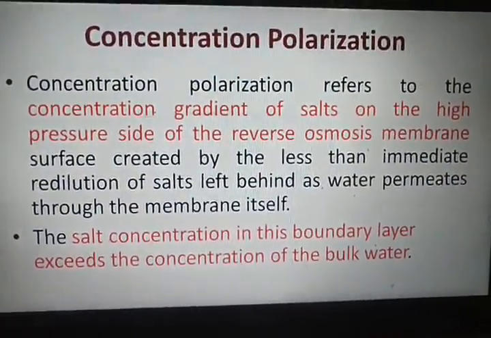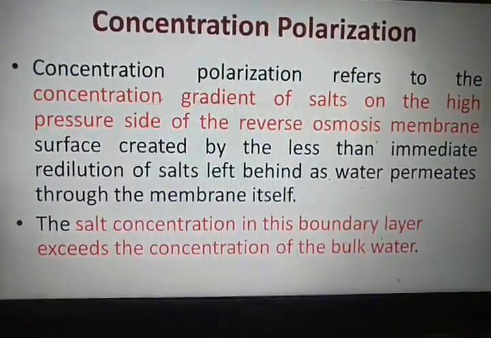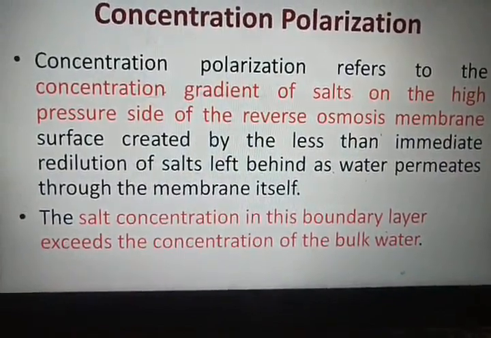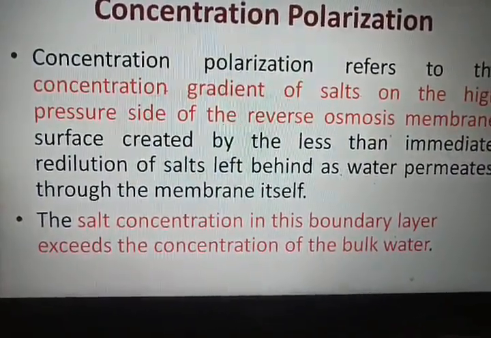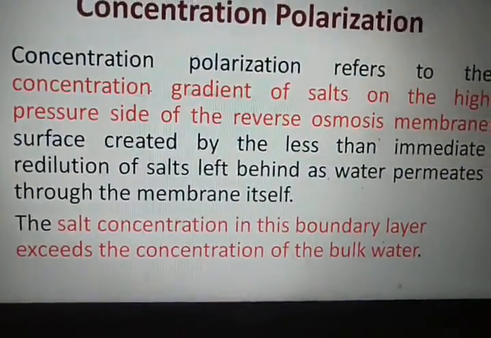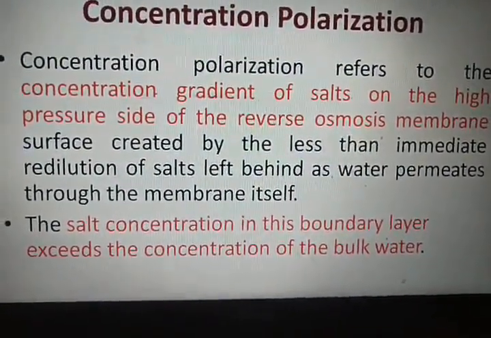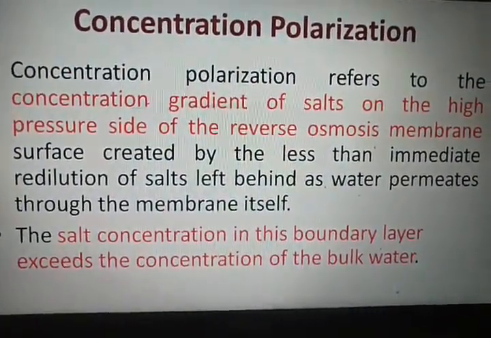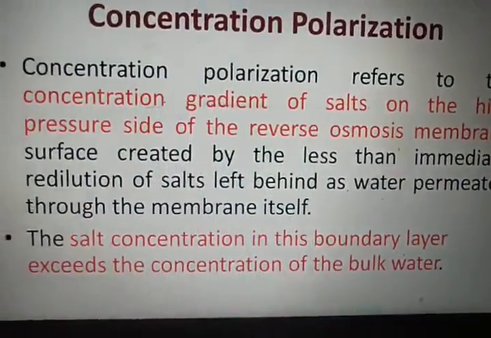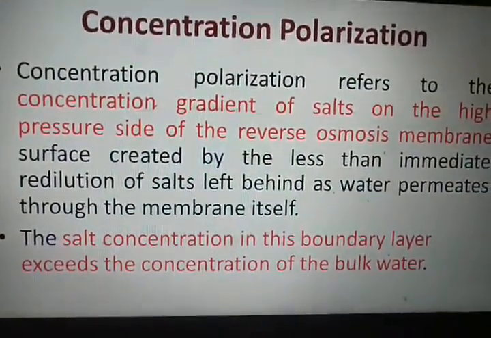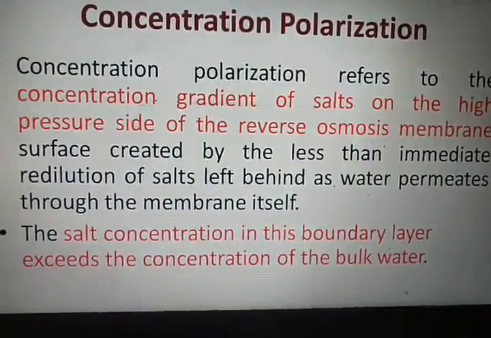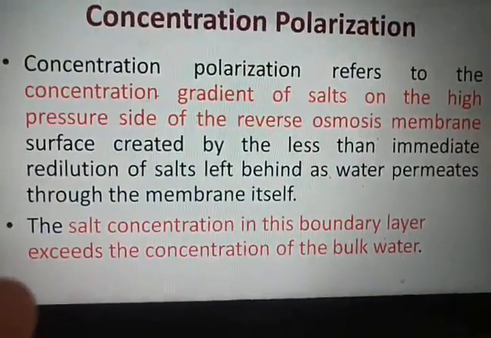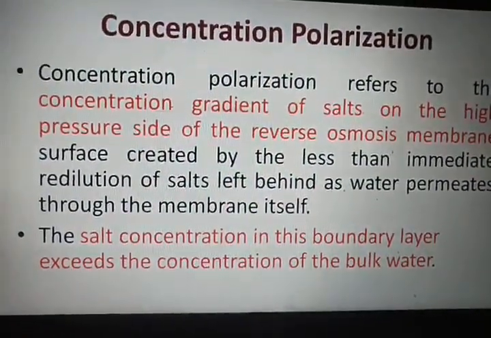Then we have one more term called concentration polarization. It refers to the concentration gradient of salts on the high pressure side of the reverse osmosis membrane. The salt concentration in this boundary layer exceeds the concentration of the bulk water. Here what happens is a surface layer is created by less than immediate redilution of salt left behind as water permeates through the membrane itself. That means the concentration builds up in the concentrate when continuous pressure is applied on the other side to treat the water.